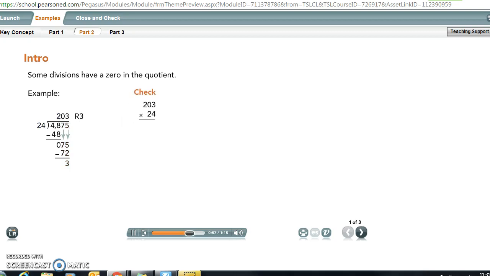Use multiplication and addition to check the calculation now. 203 times 24 equals 4,872. Add the remainder 3 to get 4,875. That is the same number as the dividend, so the answer checks.